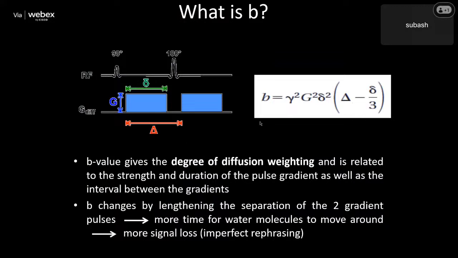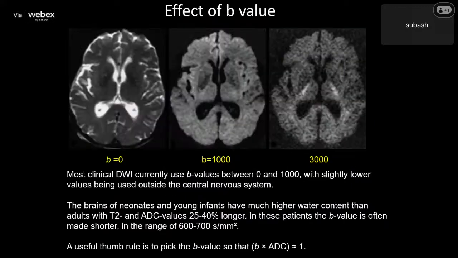So this is how you calculate b, and the b value gives the degree of diffusion weighting. It is related to the strength and duration of the pulse gradient as well as the interval between the gradients. b can be changed by lengthening the separation of the two gradient pulses, so that you give more time for molecules to move around, and you can have more signal loss, so that you can detect these changes very accurately. So the b factor is important.